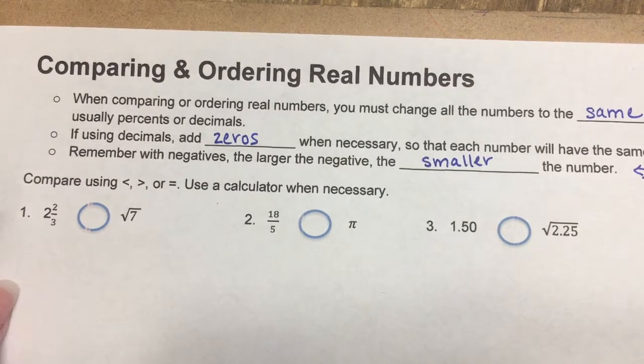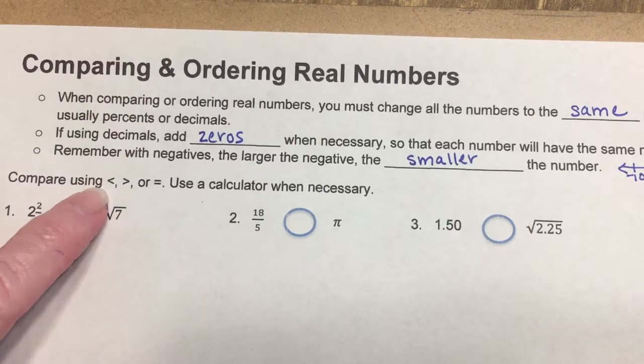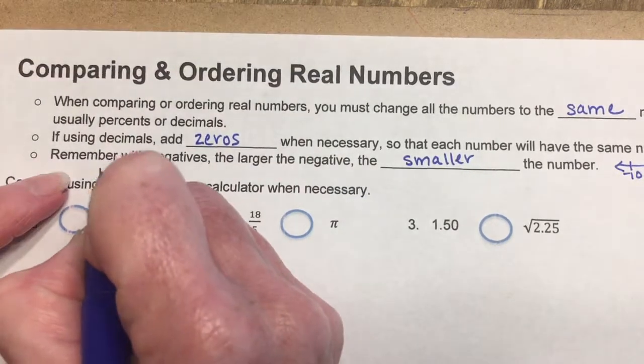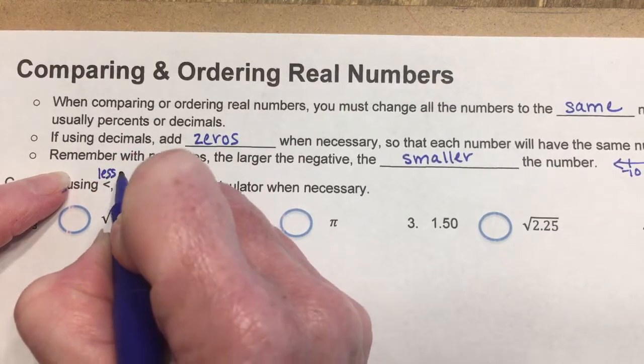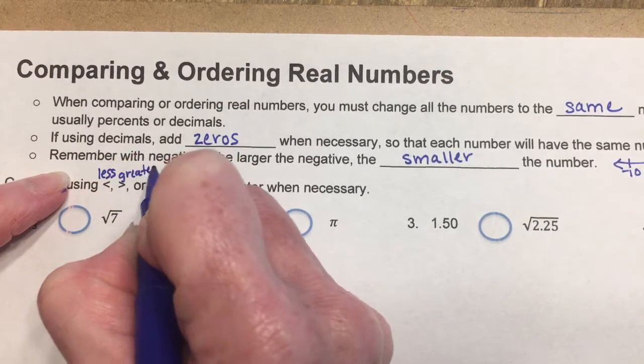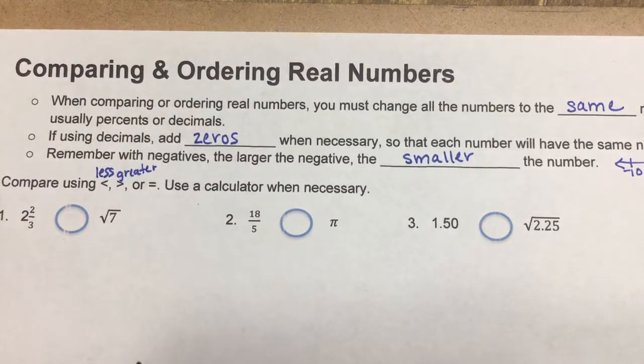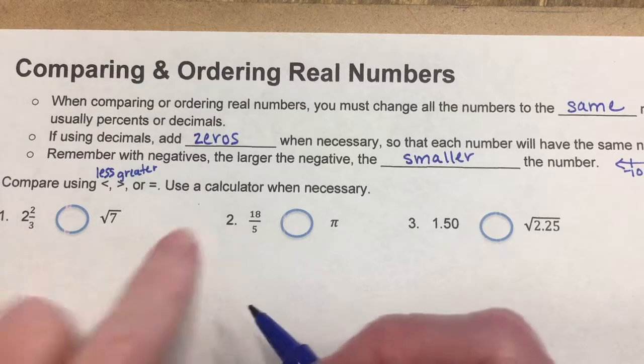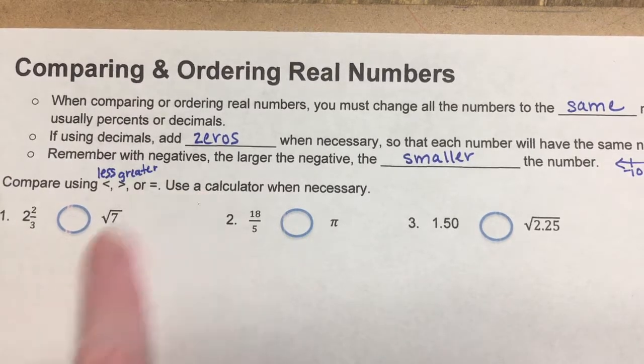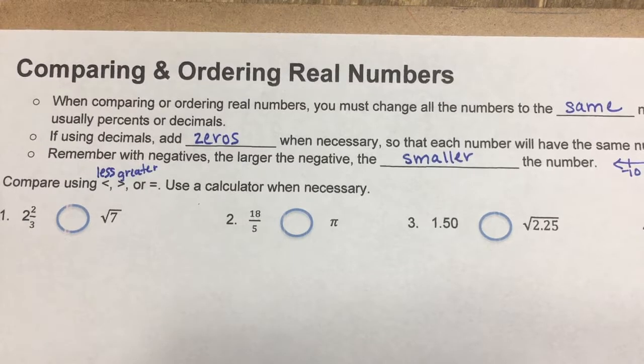So first we're going to compare using these symbols here. Hopefully you remember what these are called. This one's less than. This one's greater than. And of course equal to. There may be times when you need to use the calculator for the square roots, and that's fine, but otherwise, be able to change fractions to decimals because we did talk about that at the beginning of this chapter.